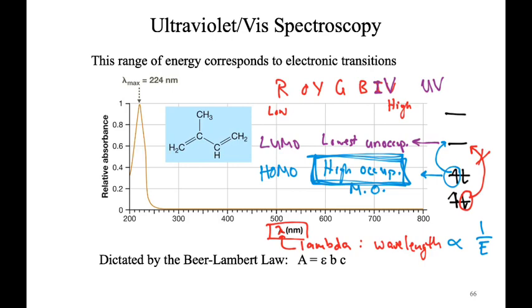I drew 4. Why did I draw 4? How many pi bonds do I have? 2. Good. Not 4, right? Why not 4? The other one's a sigma. So I have 2 pi bonds. For every bond, how many orbitals do I get? 2. One being bonding and one being anti-bonding. Okay? There's my 4 molecular orbitals.